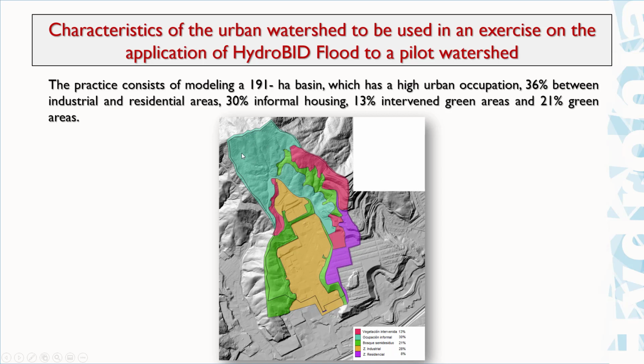Okay, this is the area with informal housing, 13% with intervened green areas, that is this color right here, and 21% of forest green areas, natural forest. And this is the area of the industrial zone, and this is the formal residential area. Formal housing here, informal housing in this area, industrial, forest.